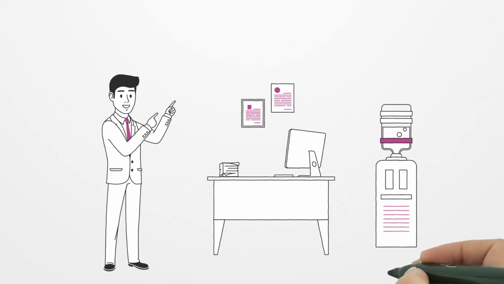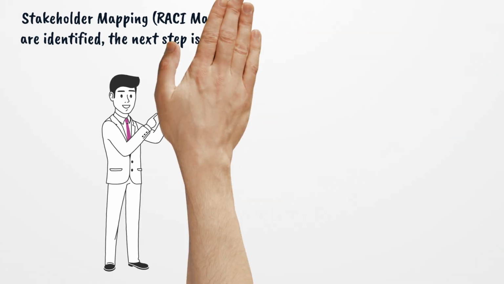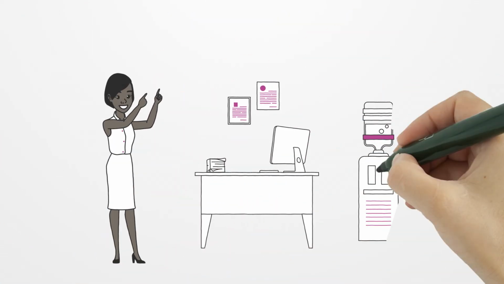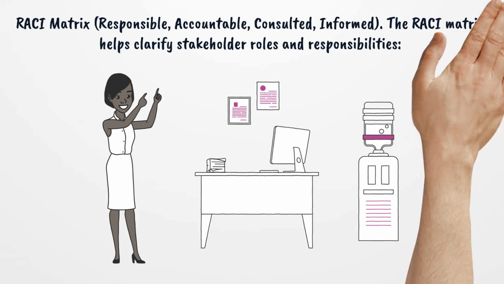Stakeholder mapping, RACE matrix, Power Interest Grid. Once stakeholders are identified, the next step is mapping them based on their level of influence and interest. RACE matrix: responsible, accountable, consulted, informed. The RACE matrix helps clarify stakeholder roles and responsibilities.